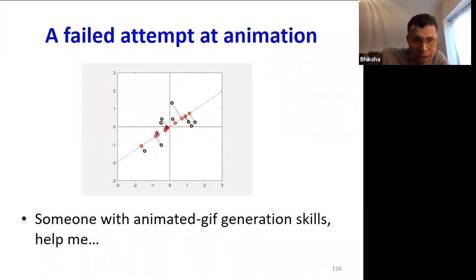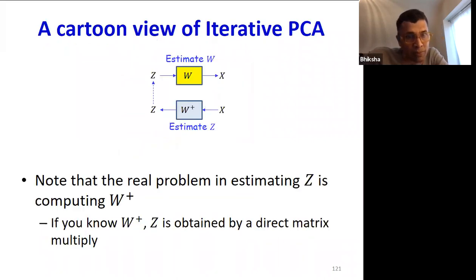So now here's a cartoon view of iterative PCA. Here's what happens. I start off with an initial guess for my subspace, right? Then I'm projecting every data point onto the subspace. When I'm projecting the data point onto the subspace, literally, when you've got an L2 loss, what you're doing is multiplying X by the pseudo inverse of the basis matrix. So that's going to give you this position Z on the subspace.